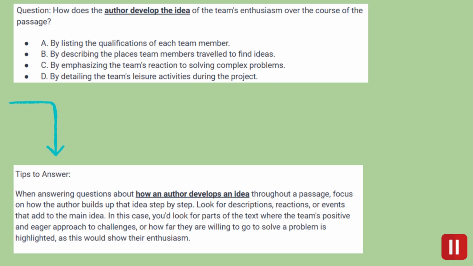A tip to answer is that when answering questions about how an author develops an idea throughout a passage, focus on how that author builds up that idea step by step. Look for descriptions, reactions, events that add to that main idea. In this case, you'd look for parts of the text where the team's positive and eager approach to challenges, or how far they're willing to go to solve a problem, is highlighted, as this would show their enthusiasm. Hint, hint, that part about how far they're willing to go to solve a problem is probably the best one to look for when rereading this one.